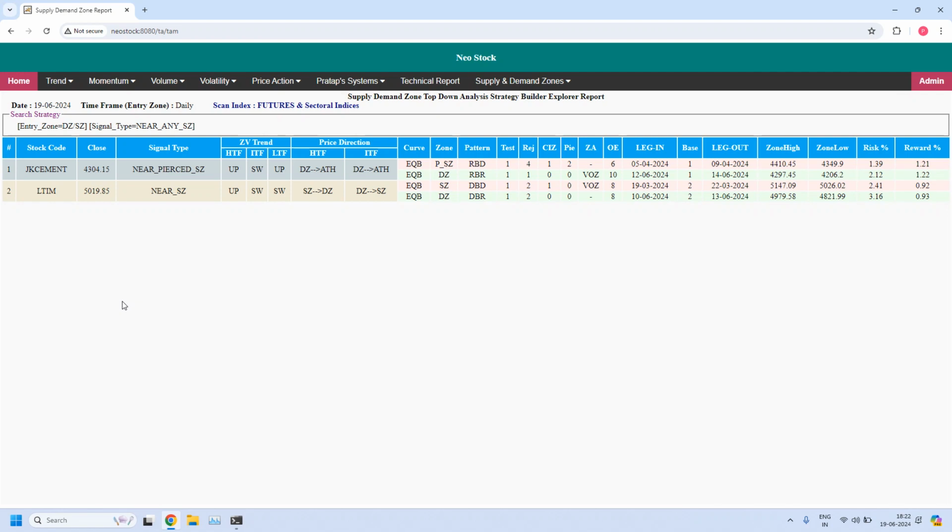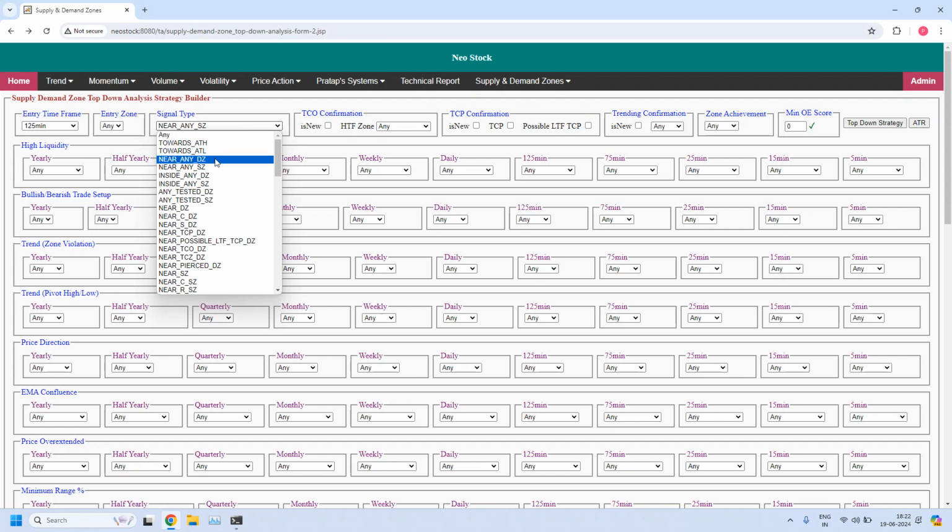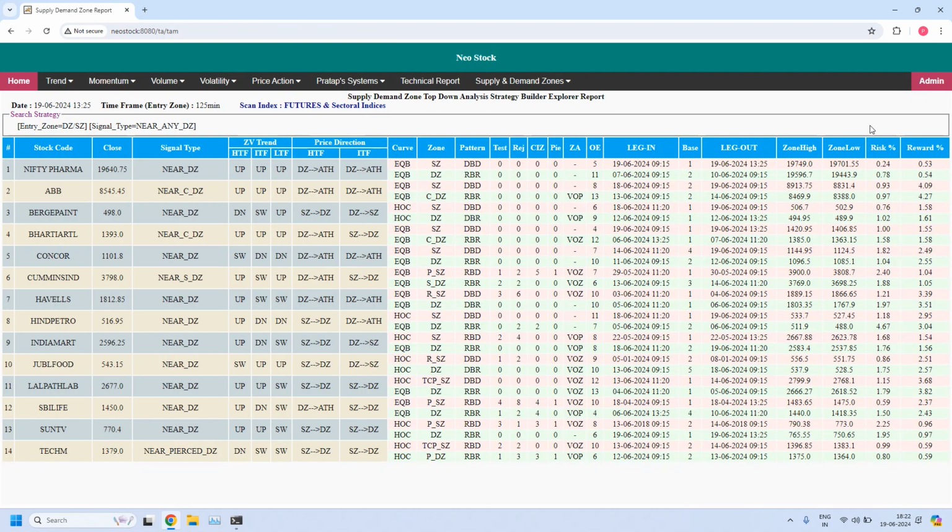So far we didn't find any high liquidity zones. And that means there are no high liquidity zones from daily time frame. Later on we need to check in 75 minutes time frame. Okay, I'm going back, changing the time frame to 125 minutes. Let us find the stocks near 125 minutes demand zone. 14 stocks are filtered near to the 125 minutes demand zone.